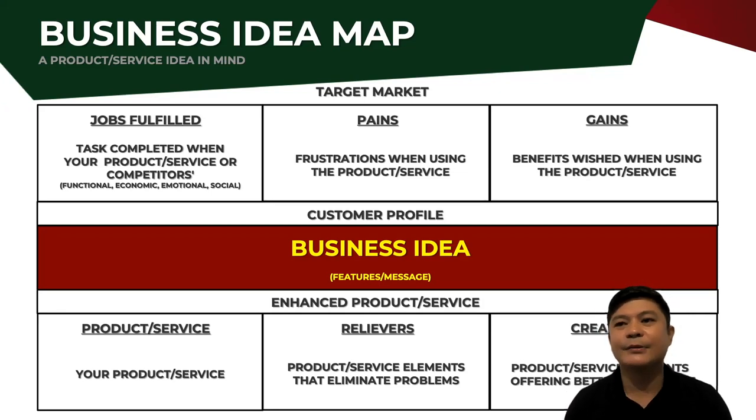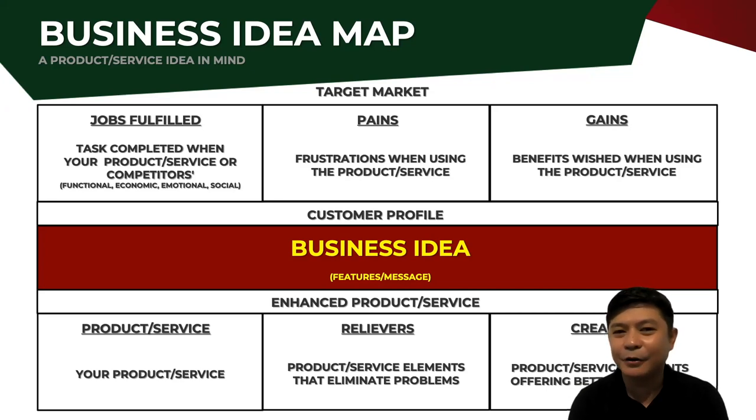That's the easiest way. The hardest is to go to your target market and ask them the specific pains that they're encountering in doing the task using a certain product or service. It could be yours or it could be for others, other competitors. And then gains are the benefits they wish the product and service have, right?